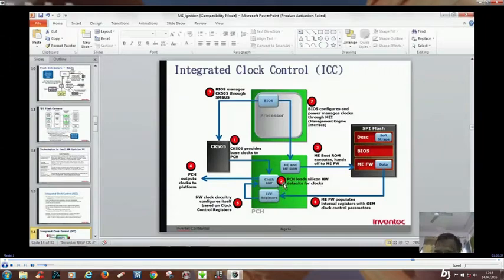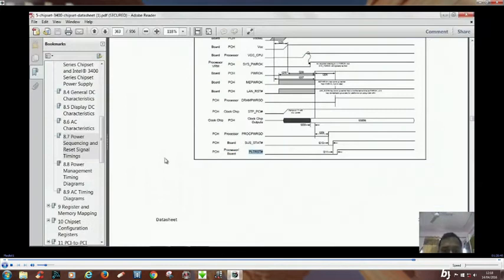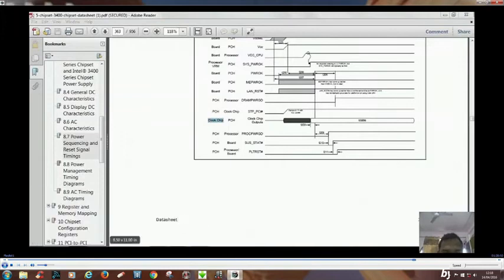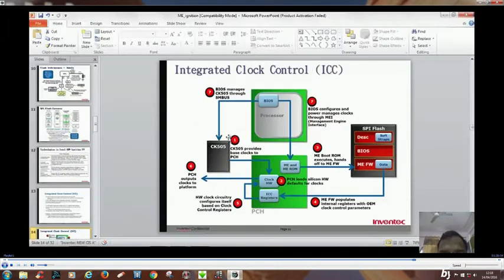What is the second step? The PCH loads silicon hardware defaults for the clocks. What is the first step? As you can see in our data sheet, the clock chip provides clock output to the PCH, and in this diagram you can see the CK505 provides base clock to the PCH. What is the second step? PCH loads silicon hardware defaults for the clocks.